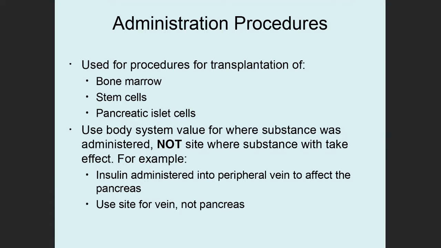The guidelines state you use the body system value, such as the vein or artery, for the area where the substance is being given, not where it's going to take effect. I said that in the previous slide, but here's an example. Insulin can be administered into a peripheral vein, but where it's going to take effect is, of course, the pancreas. But you use the site for the vein where it's administered, not the pancreas where it's going to take effect.